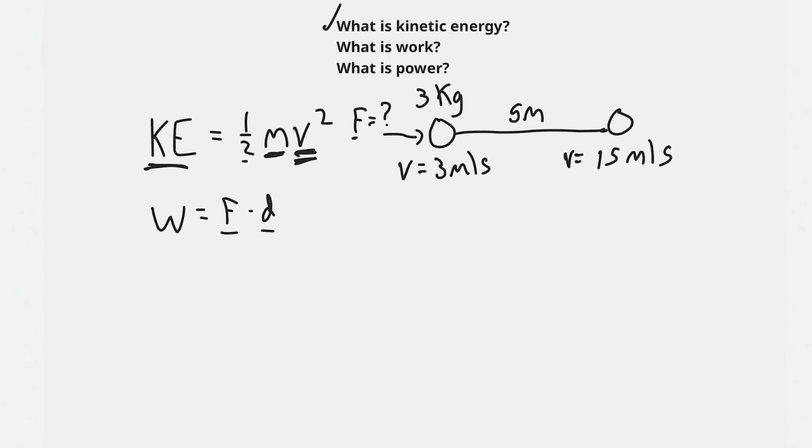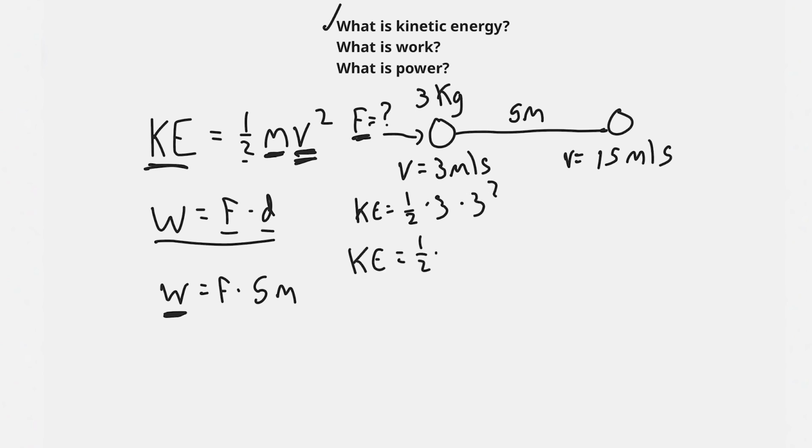To find the missing force, we're going to have to use our work equation, and we will do work is equal to F times 5 meters. We're going to figure out the value for work by first finding the change in kinetic energy. The initial kinetic energy is equal to 1/2 times the mass of 3 kilograms times the velocity of 3 meters per second squared. That gives us 1/2 times 3 times 9 for a final value of 13.5 joules.